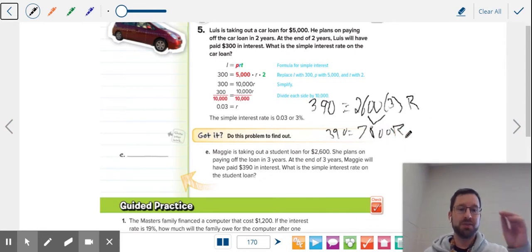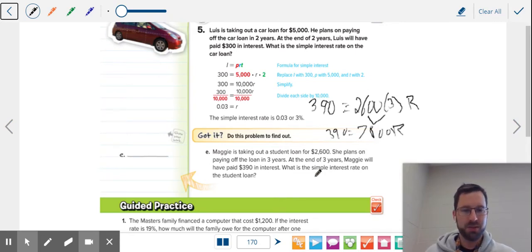Now to get the R by itself, it's 7,800 times R. We have to undo multiplication. The opposite of multiplication is division. So 390 divided by 7,800 is 0.05.